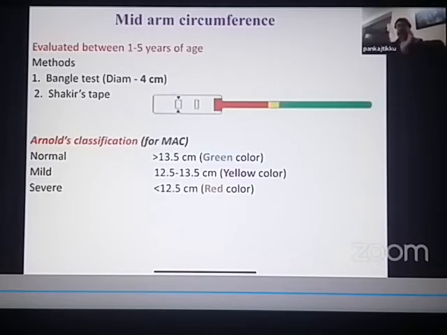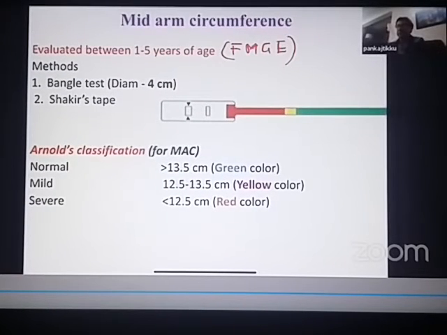Let us focus on mid-arm circumference. A little more to be done about mid-arm circumference. Mid-arm circumference is taking the circumference of the mid portion of the arm. Another FMG question. What is the time when mid-arm circumference is usually used for growth assessment? Mid-arm circumference is used for growth assessment between 1 to 5 years of age. In some books, they have written 6 months to 5 years of age, but I think the best answer is 1 to 5 years of age. So this is the best time to measure mid-arm circumference as a marker of growth assessment.